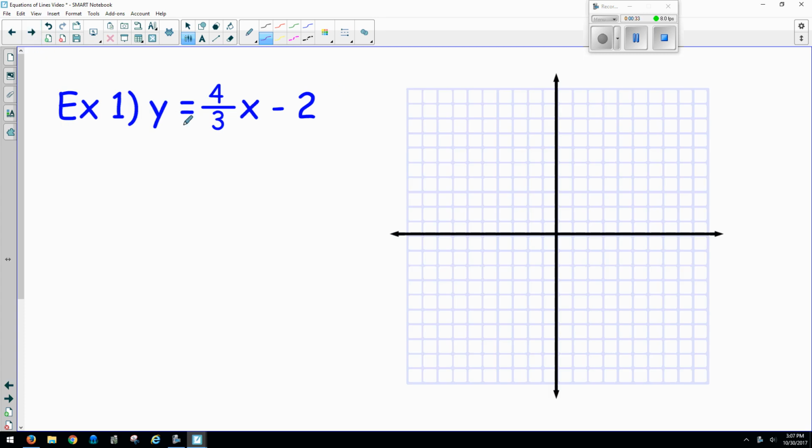In example 1, we have y equals 4/3 x minus 2. So again, this is in the form of y equals mx plus b. m is 4/3 and b is -2. So on your paper, go ahead and draw the x and y axes. We're going to go ahead and label by 5s.